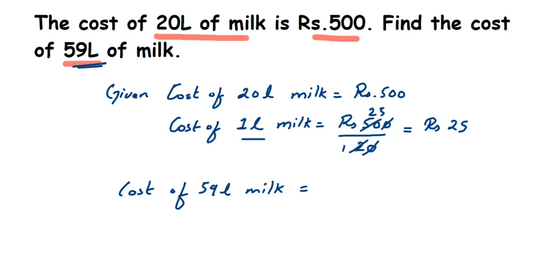So rupees 25 multiplied by 59. So you can multiply 59 and 25, it will be equal to 1475 rupees is the cost. So this type of questions can come where you have to find out for the one value and then find out for the rest. We're going to use a unitary method here.